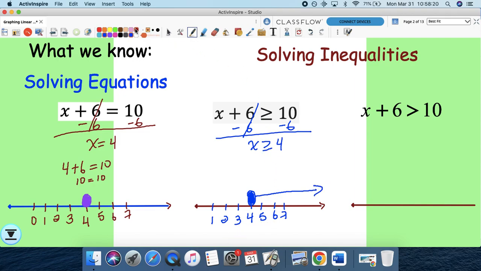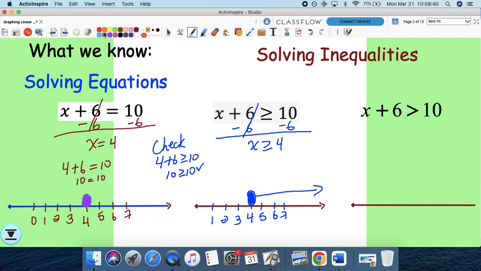Let's do some checks. Let's do some points here. Let me pick 4 first of all. If I pick 4, I get 4 plus 6, which is greater than or equal to 10. 4 and 6 is 10. And 10 is not greater than 10, but it's definitely equal to 10. So 4 definitely works. So 4 works.